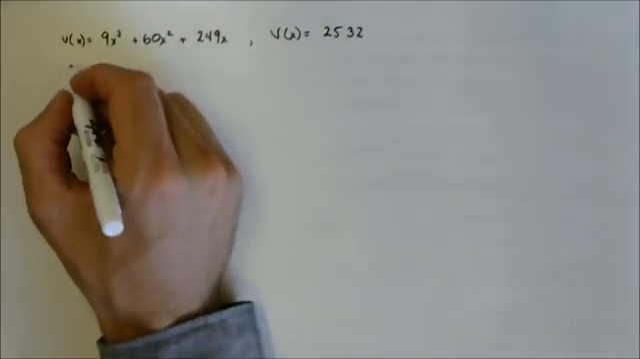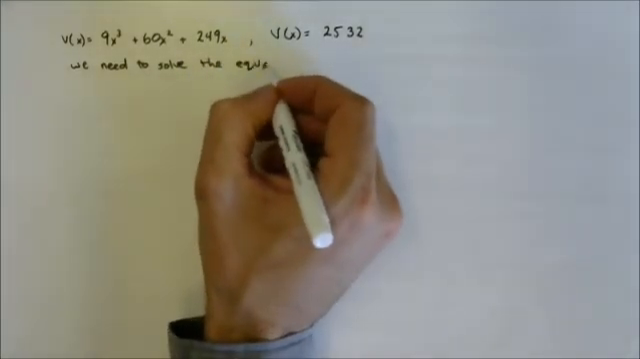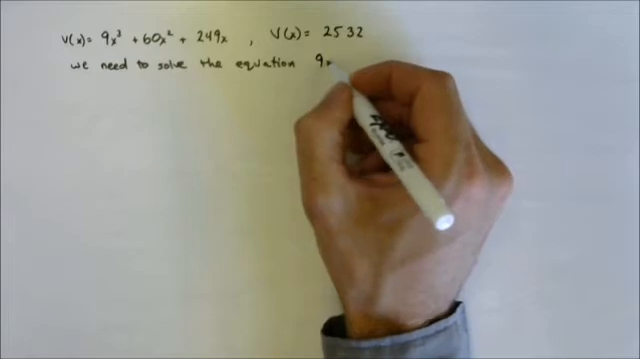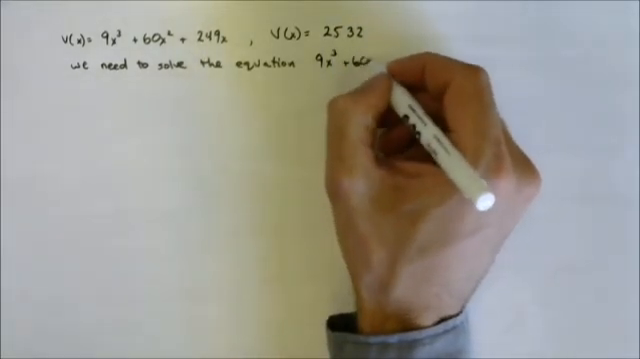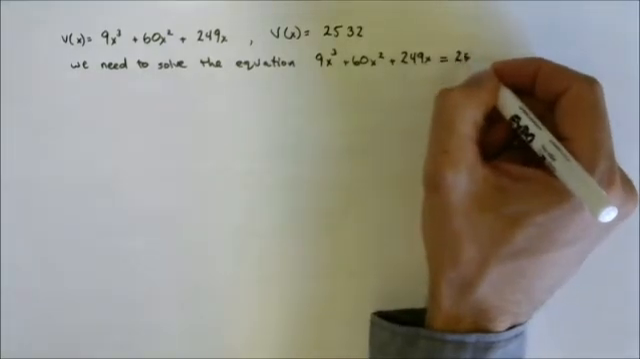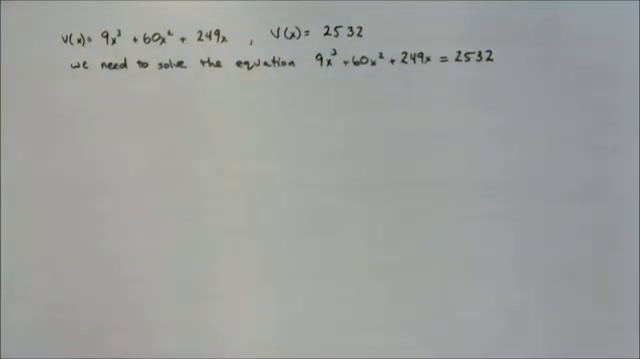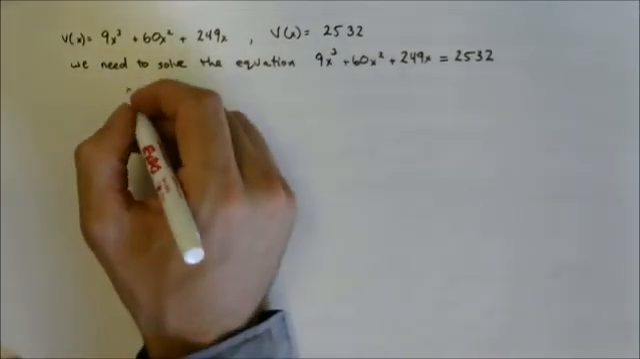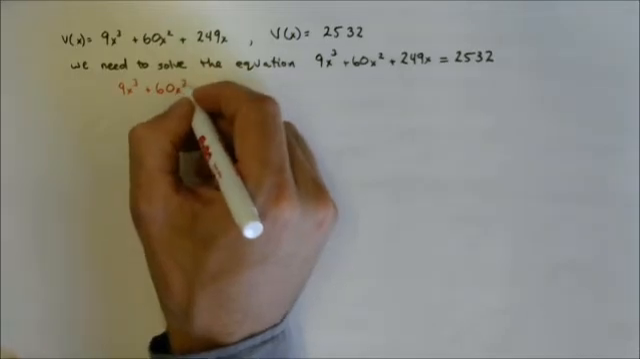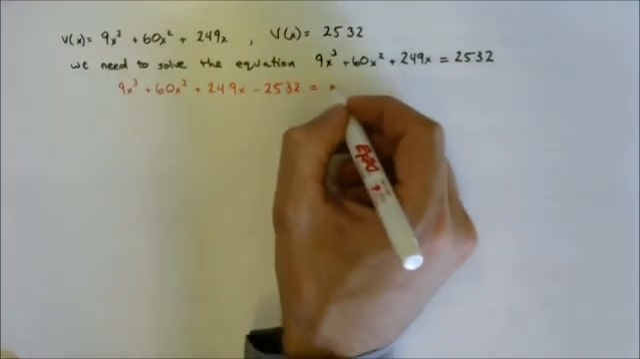Well, we have an equation. We need to solve the equation. The equation what? Well, we know that the volume is 2532. So all we have to do is set our polynomial expression 9x cubed plus 60x squared plus 249x equals 2532. But we said we can only solve things when we have 0 on one side. So we need to subtract 2532 from both sides. So the first step here would be to get 9x cubed plus 60x squared plus 249x minus 2532 equals 0.